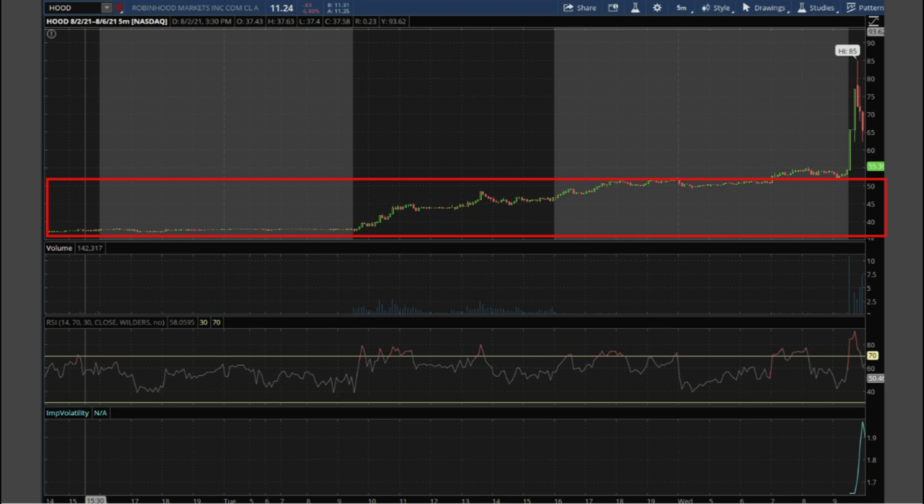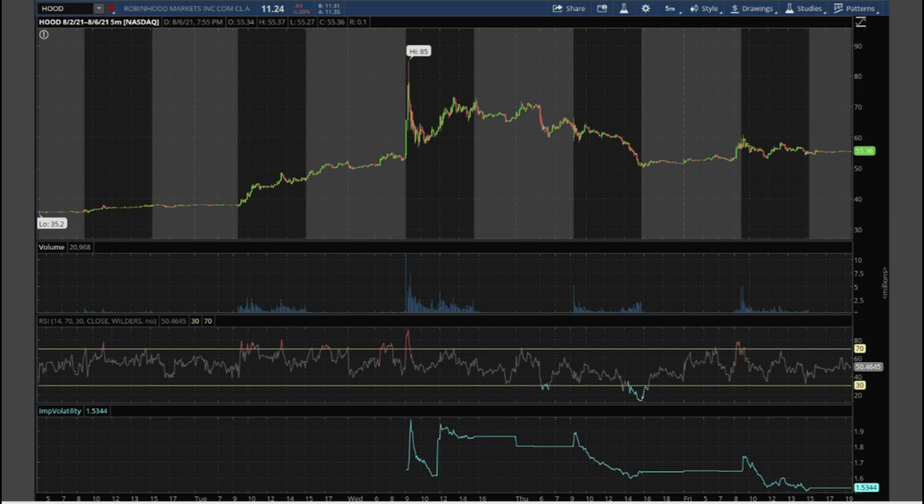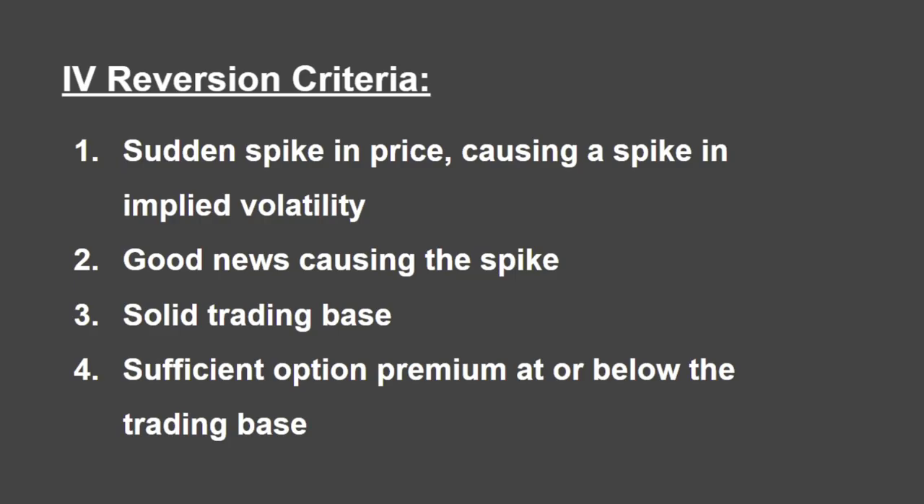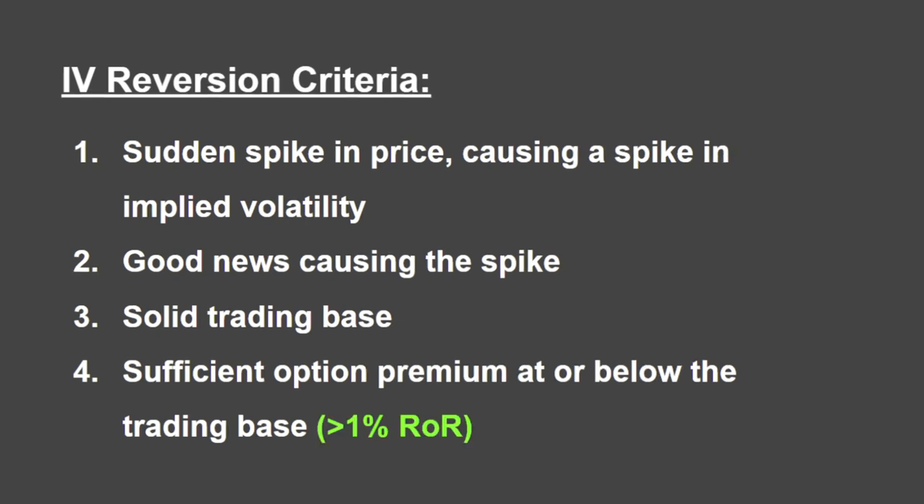And why do we like this idea of a trading base during a spike? It's because we've seen it a million times before. When it spikes up this high, it typically falls back down to that pre-spike trading base. And then the fourth criteria that we like to look for is sufficient option premium at or below the trading base. And we typically define this as greater than or equal to 1% return on risk.